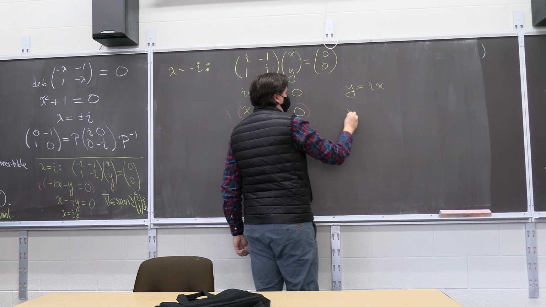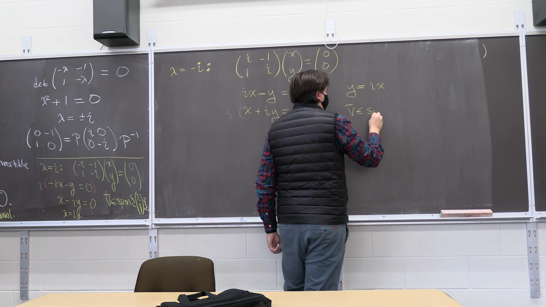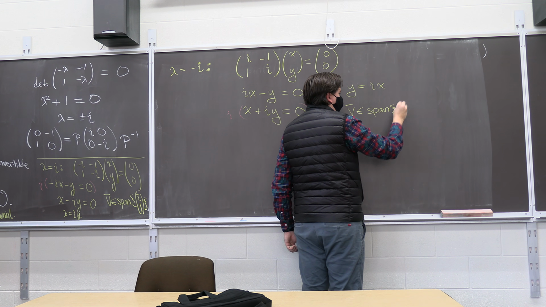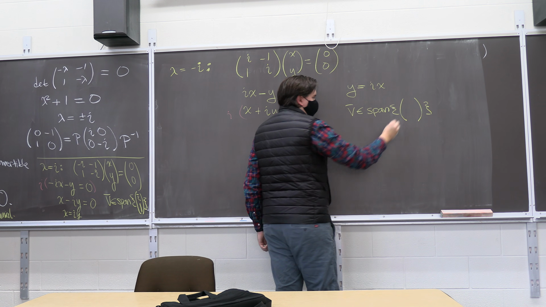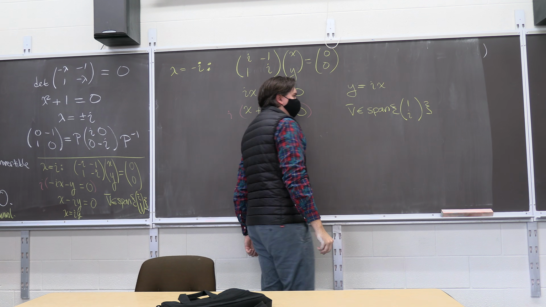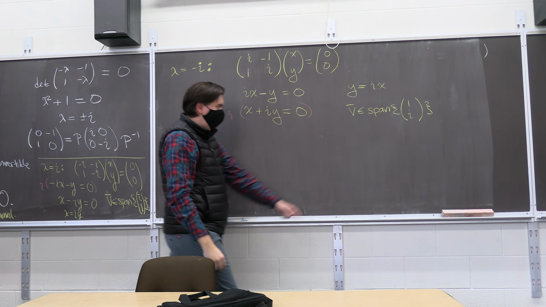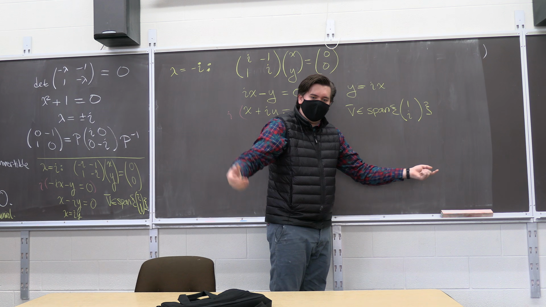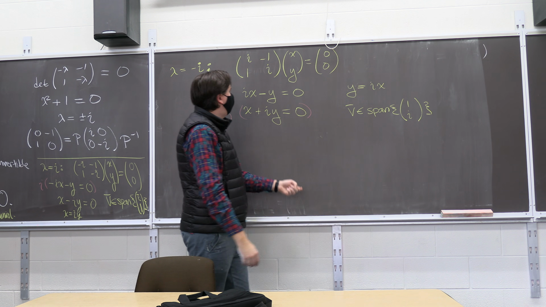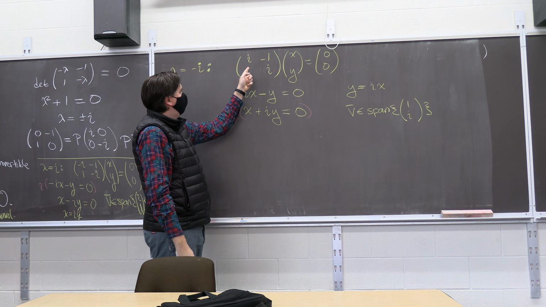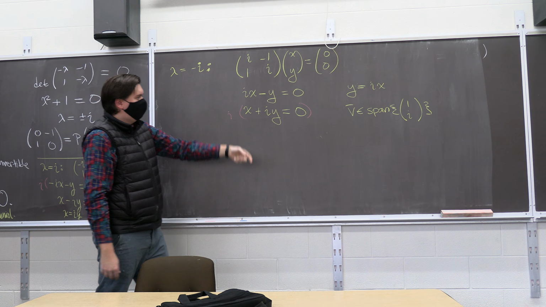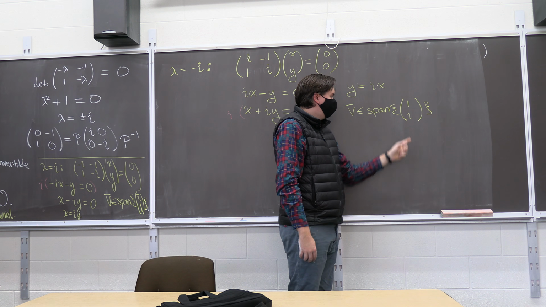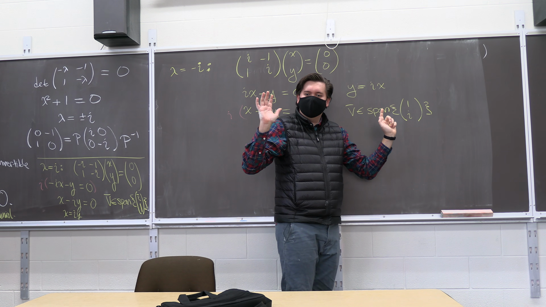So whatever this vector is, it has to be something that's in the span of, you help me, what is it? 1, i. So there are infinitely many of these. There's infinitely many vectors that give you, that correspond to the eigenvalue negative i. You have infinitely many eigenvectors, but only one linearly independent one.